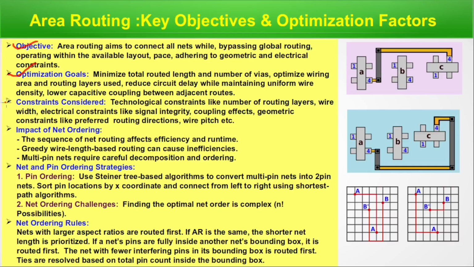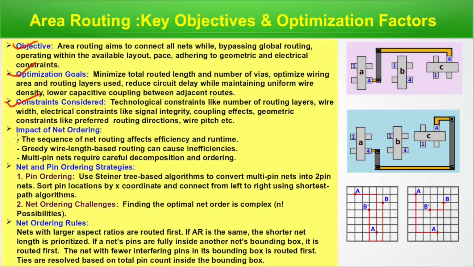Now, constraints considered. Technological constraints like number of routing layers, wire width; electrical constraints like signal integrity, coupling effects; and geometric constraints like preferred routing direction, wire pitch, etc. So these are the constraints. Number of routing layers and wire width are technological constraints. Electrical constraints are signal integrity and coupling effects, and geometric constraints are preferred routing direction and wire pitch. So there are three types: technological, electrical, and geometric constraints.